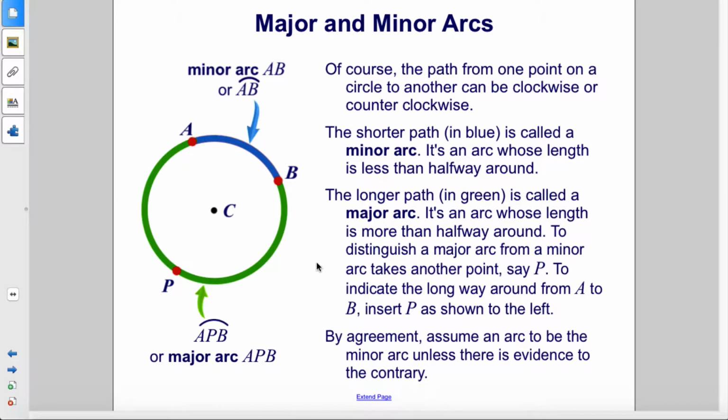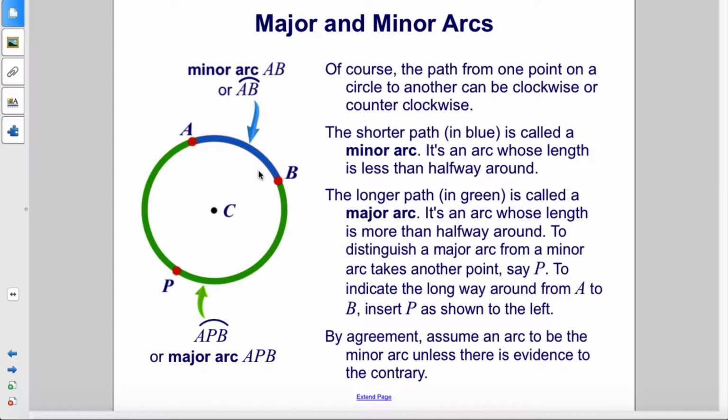Major and minor arcs. Of course, the path from one point on a circle to another can be clockwise or counterclockwise. The shorter path, in blue, is called a minor arc. It's an arc whose length is less than halfway around. The longer path, in green, is called a major arc. It's an arc whose length is more than halfway around.